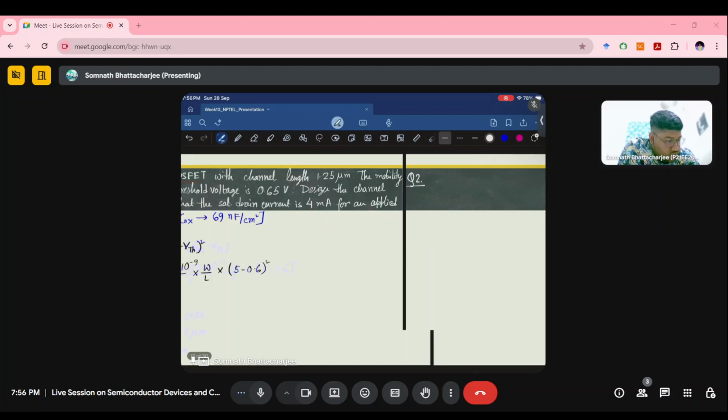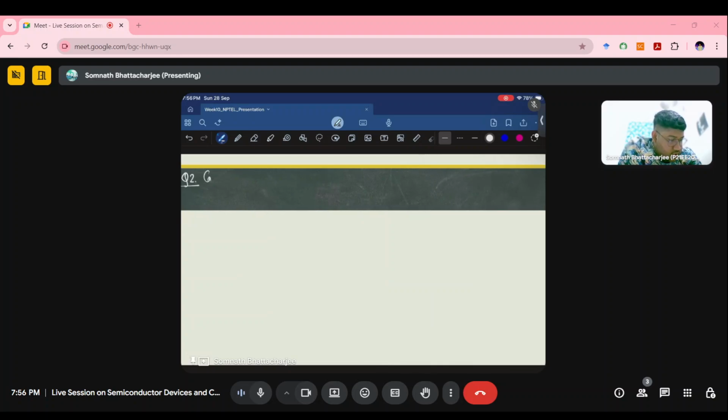Question 2. Now let us consider a MOS structure with a P-type semiconductor substrate doped to Na 10 to the power 16 per cc, with a silicon dioxide insulator of thickness 50 nanometers. So we know the value of Tox here and we know the value of Na here.